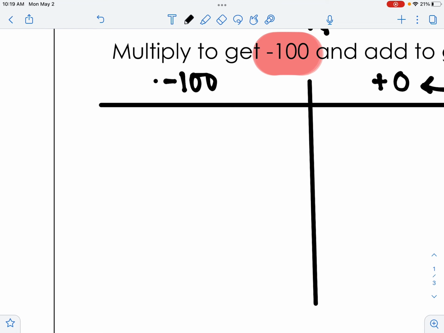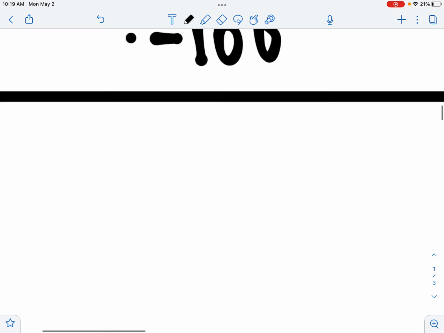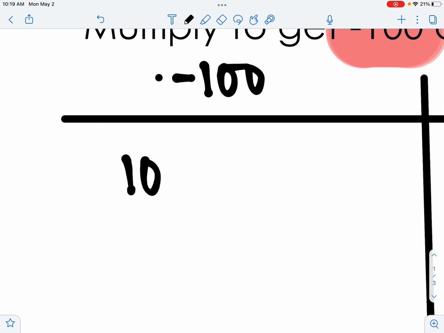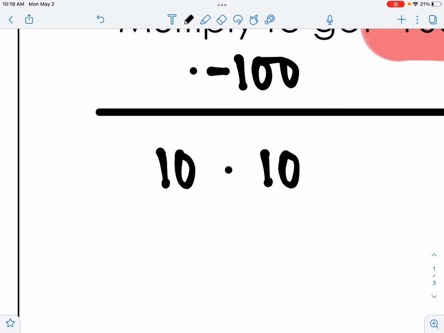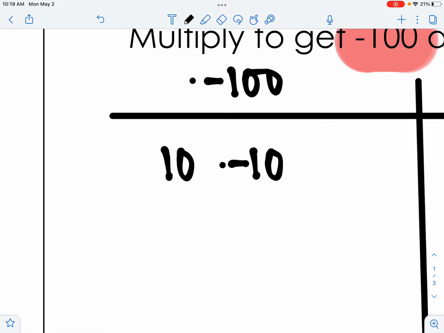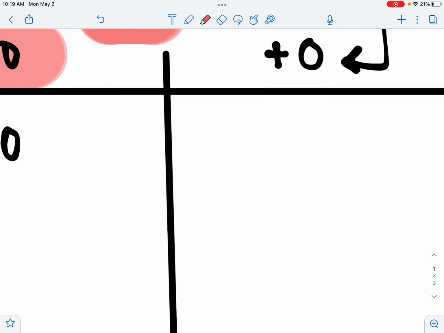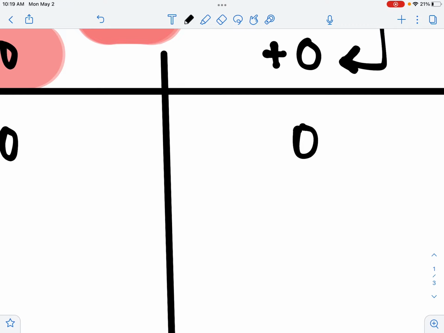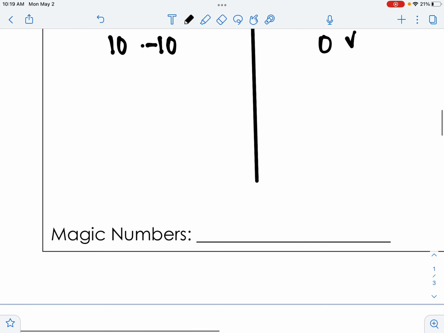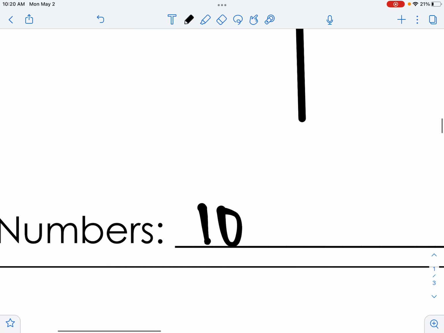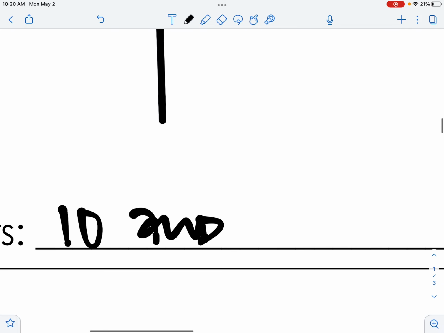I have to find two numbers that multiply to get negative 100, but add to get 0. And I think about the numbers that multiply to get negative 100, and I know that 10 and 10 multiply to get 100. So I'm going to make one positive, one negative. And just to double check myself, if I multiply 10 times a negative 10, I would get a negative 100. And if I add 10 and a negative 10, I would get 0, which is exactly what I want. So my two magic numbers are 10 and negative 10.